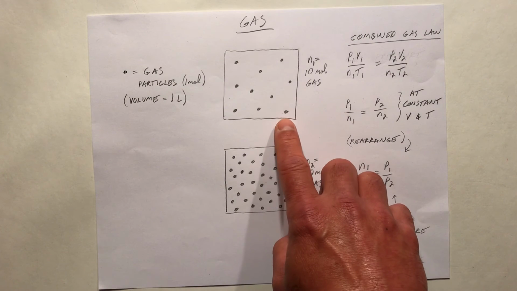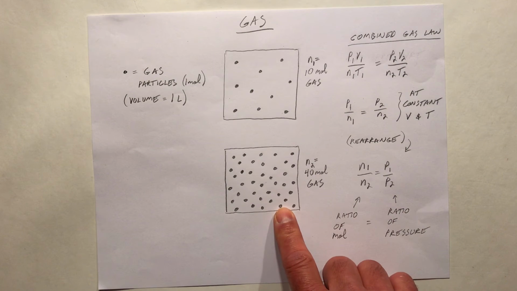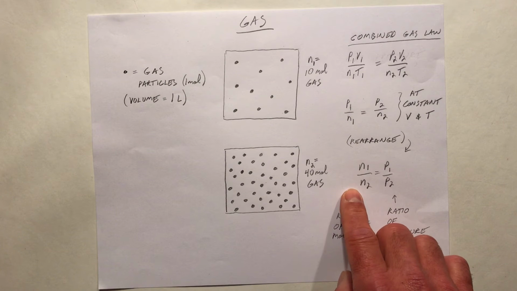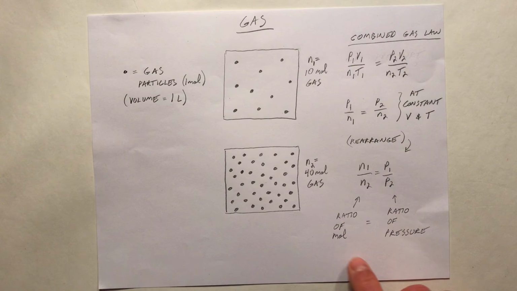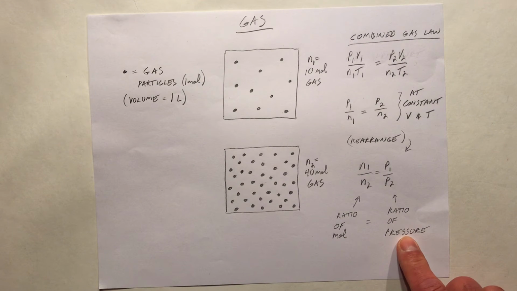So remember, in this top container we said we have 10 moles of gas, and down here we have 40 moles of gas. So N1 is 10 moles, N2 is 40 moles. 10 divided by 40 is 1/4. If the ratio of moles is 1/4, the ratio of pressure would be 1/4.